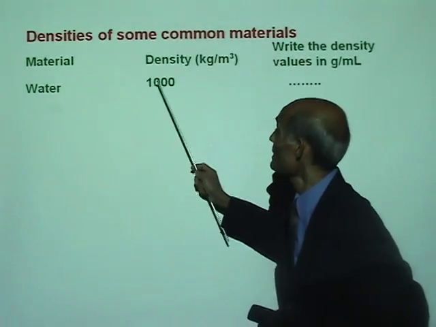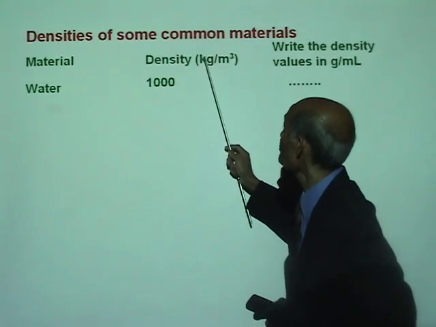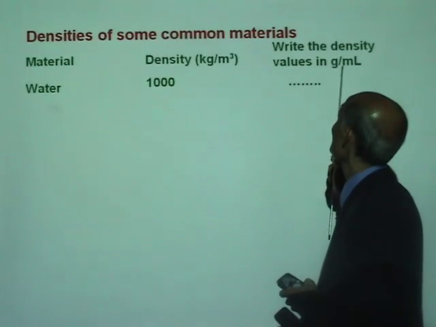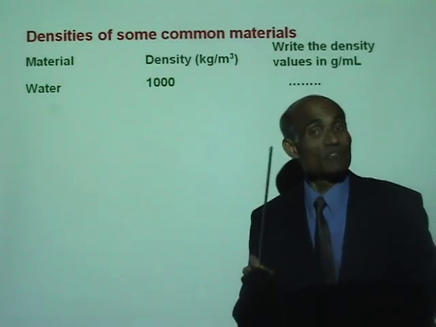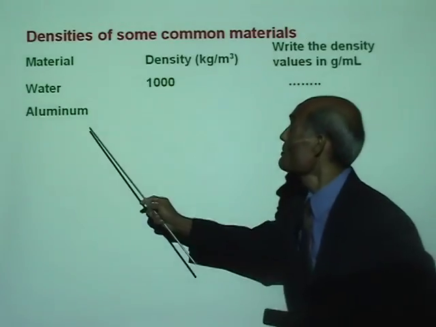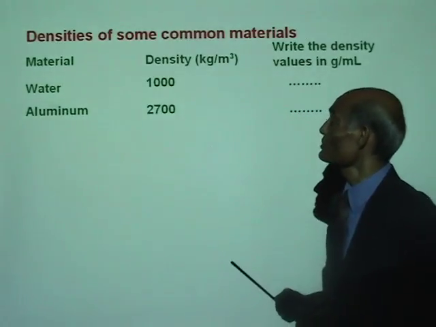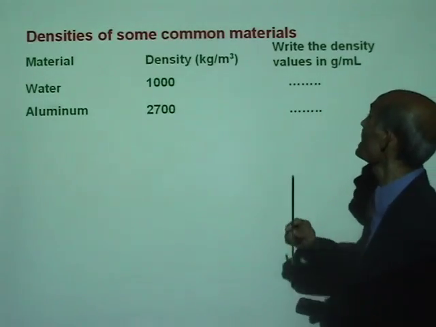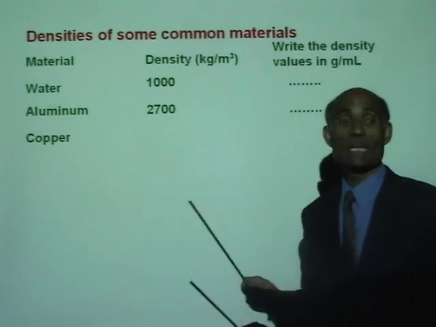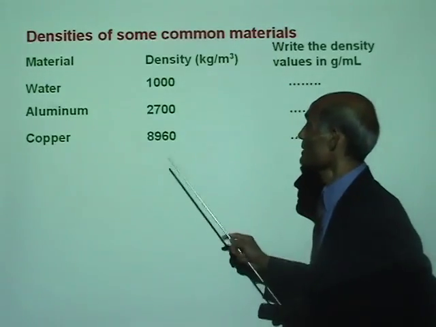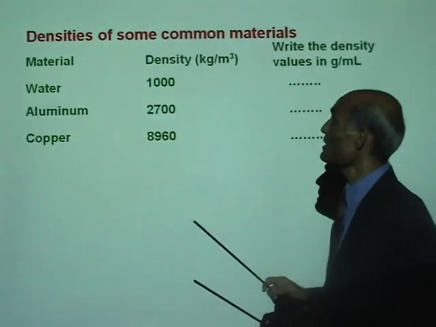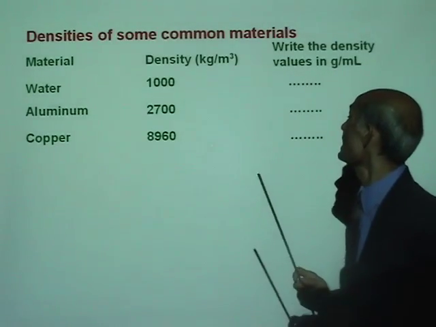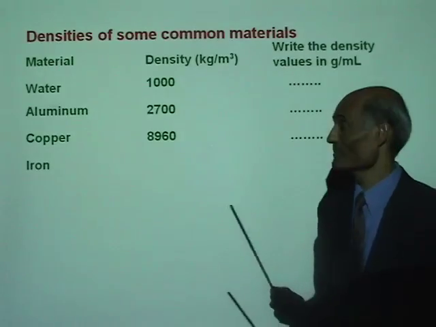Alright, water, the density is 1000 kilogram per meter cube. What is its density in gram per milliliter? Well, you know that. Aluminum, its density is 2700 kilogram per meter cube. What is its density in gram per milliliter? Copper, the density is 8960 kilogram per meter cube. What is its density in gram per milliliter?